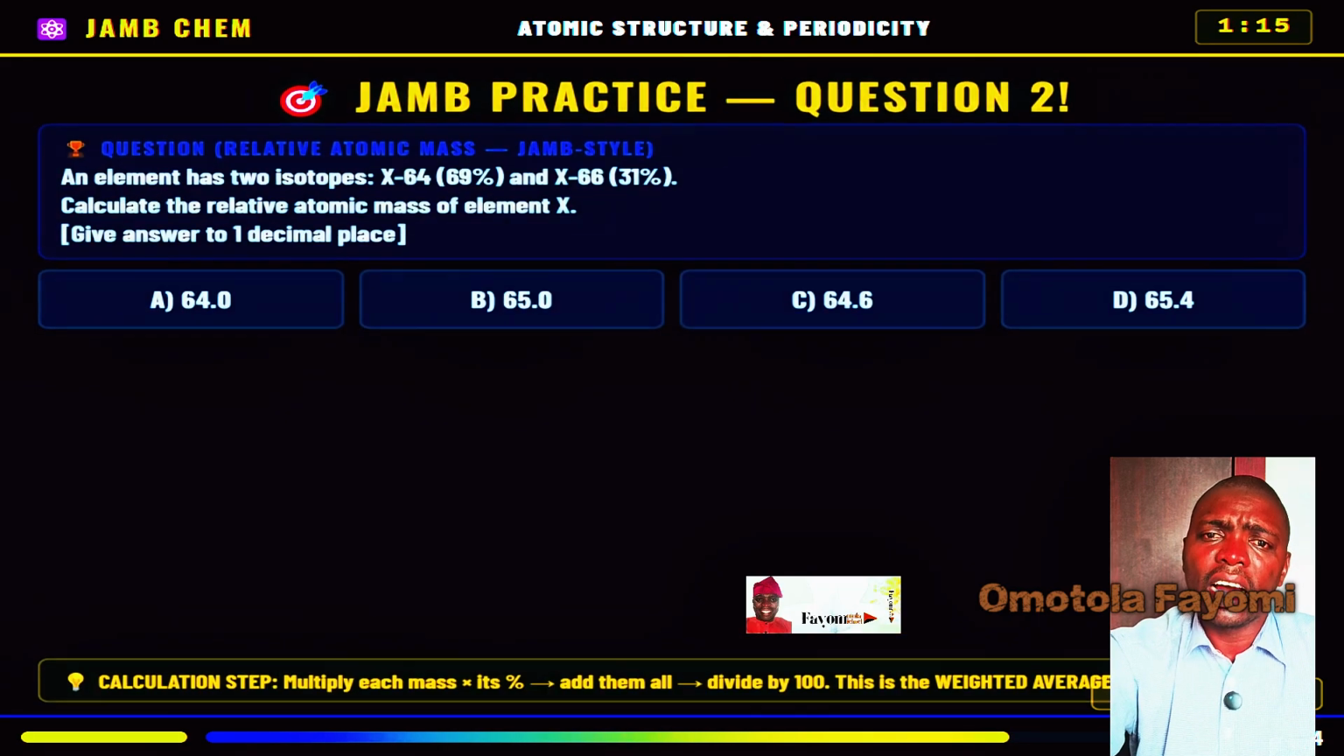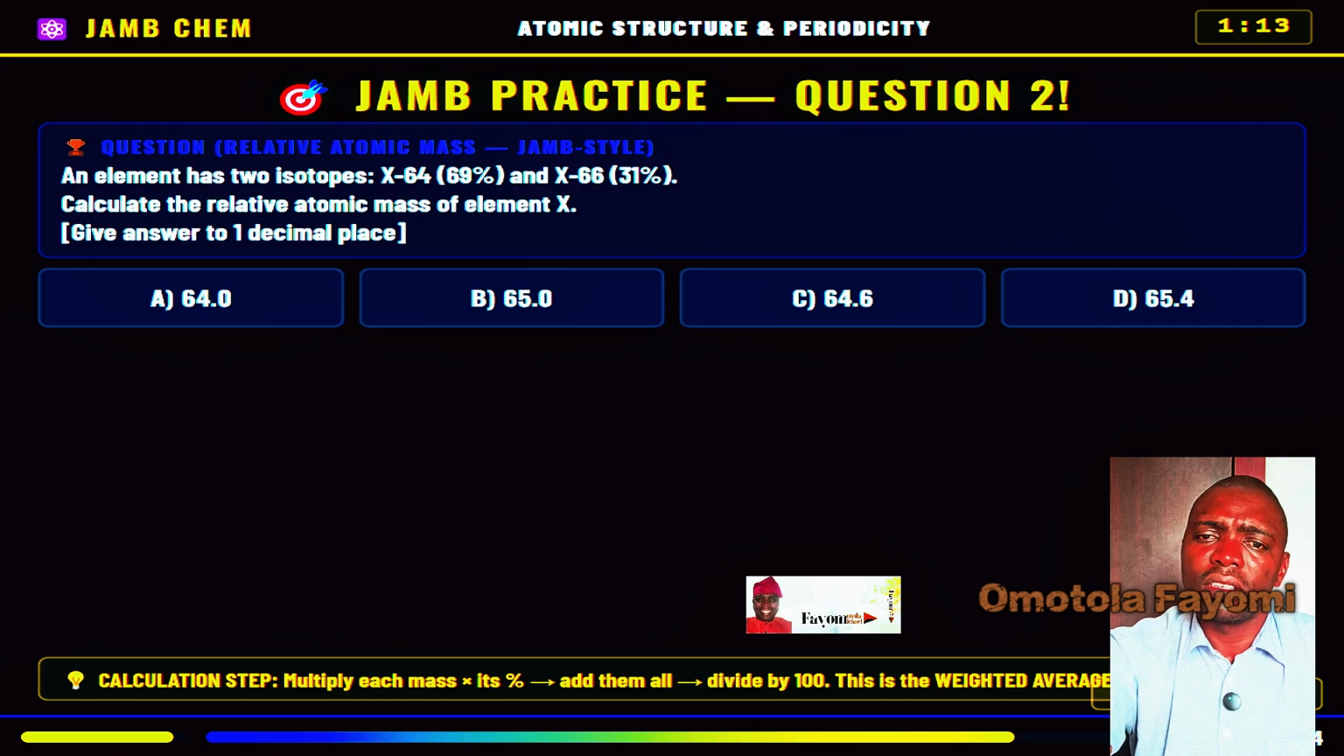As I've said, the answer is 64.6, and this is how it works. 64 times 69 equals 4416. 64 times 31 equals 1984. Add them together: 4416 plus 1984 equals 6400. Divide all by 100, you have 64. The element X is actually copper with relative atomic mass approximately 64.